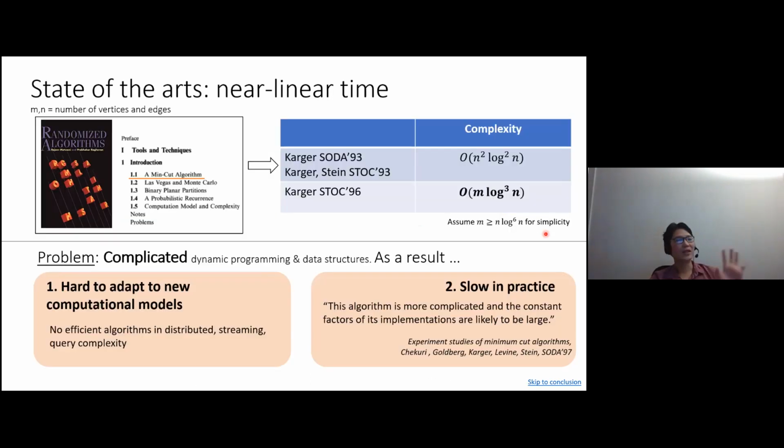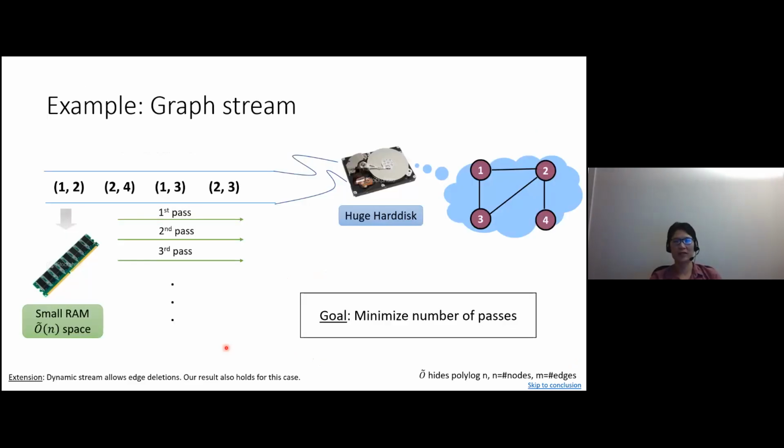Let me give you an example of the first point, the model of computation. This is an example of a graph stream. Think of the following: you have a big graph on the hard disk, and it's stored this way: you have one edge, then another edge that connects 2 and 4, and then another edge, let's say between 1 and 3, and so on. And you have a pretty small RAM. Usually what people assume is that you have just O(n) memory, while the graph could be much larger, up to n square in size. What you do is read the whole graph, edge by edge, until the end. This is called the first pass.